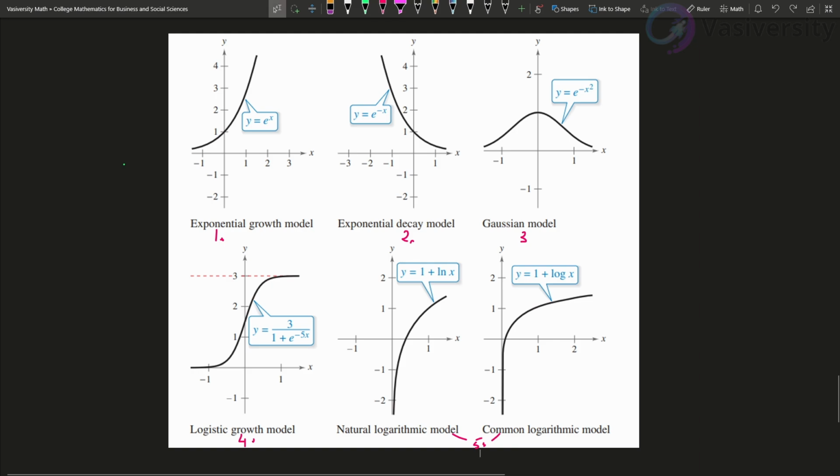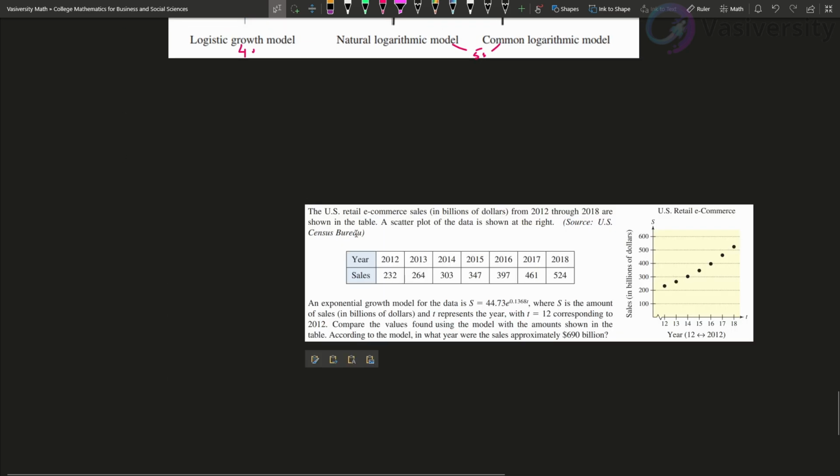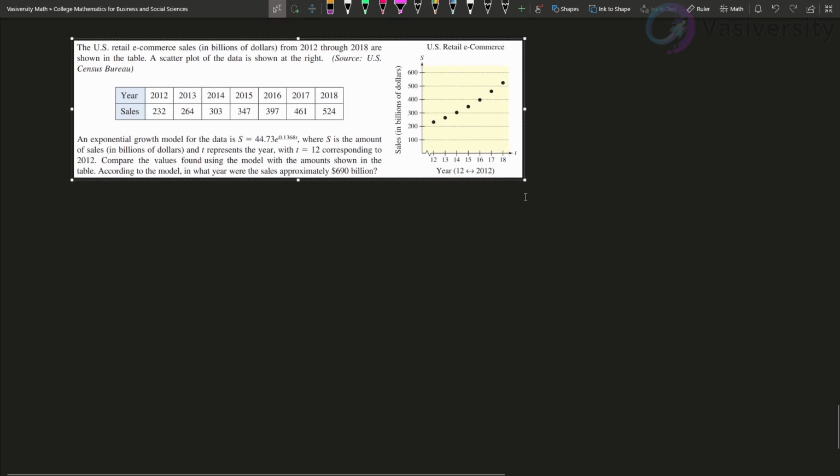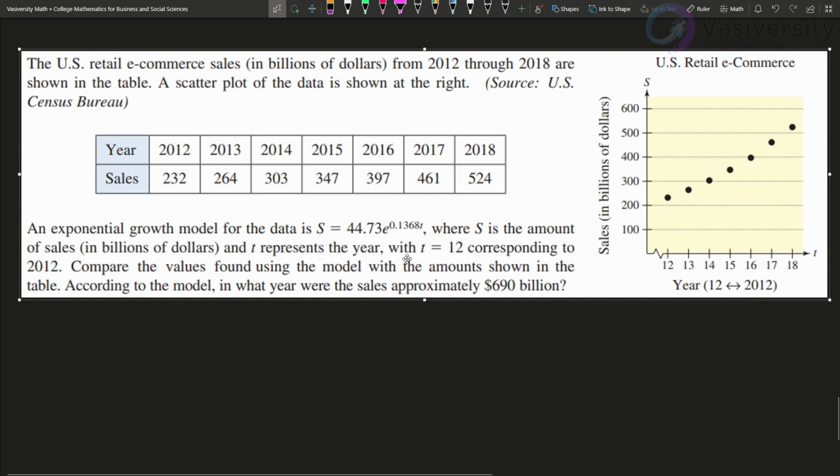Okay, so now what we can do is solve some problems. So here's going to be our first problem. Our first problem is: US retail e-commerce sales in billions of dollars from 2012 through 2018 are shown in a table on the right side. A scatter plot of the data is shown at the right. Here it is. So we are given the data by year and the amount of sales in billions of dollars.